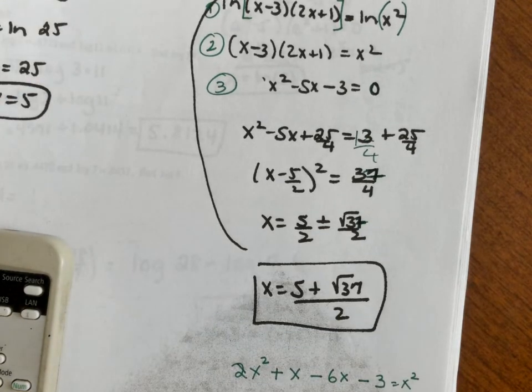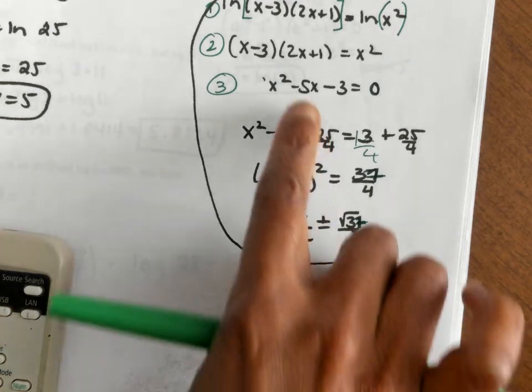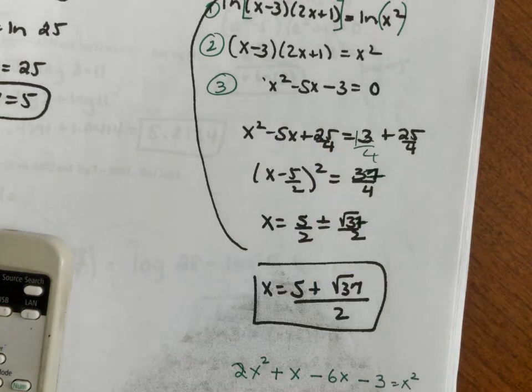Why did you move the 3 to the other side? Okay, this is the completing the square method, where you move the constant to the other side and then take the b and divide by 2 and square it. So this is that method. That's the first thing you do in completing the square. You move the constant over to the other side.